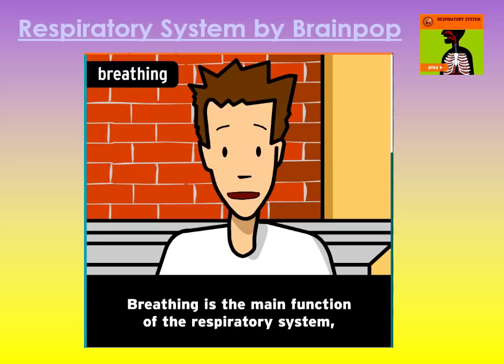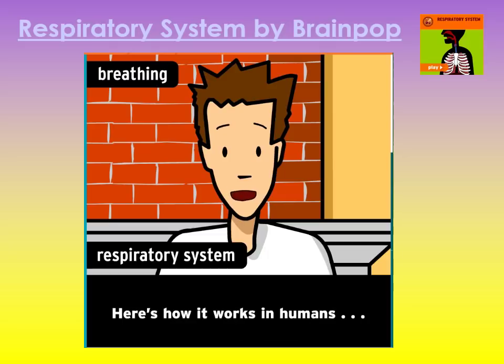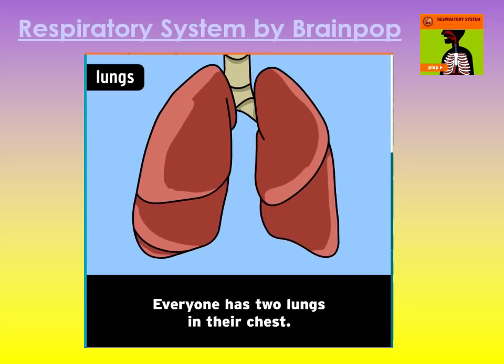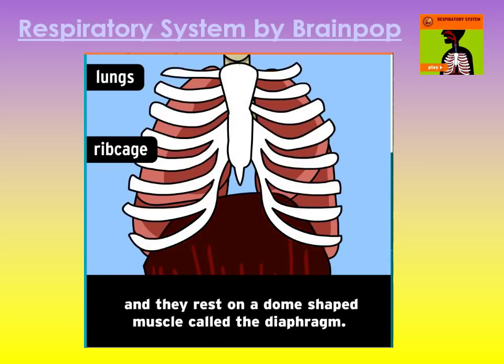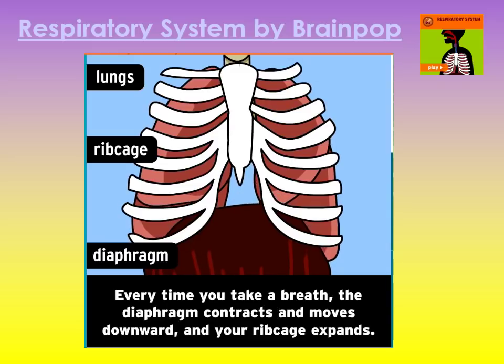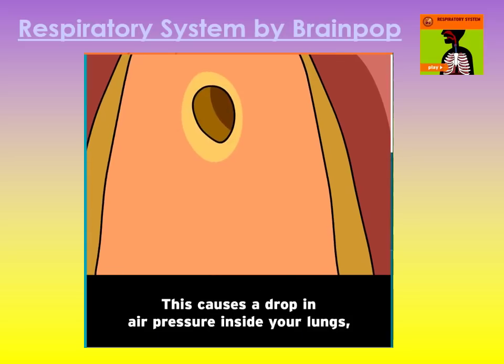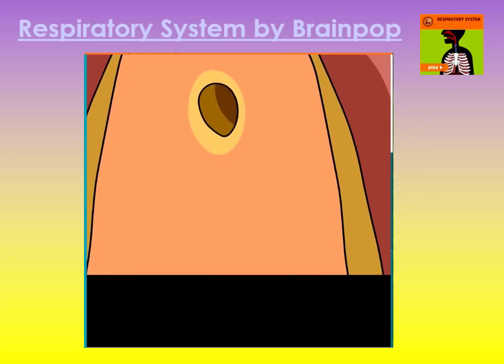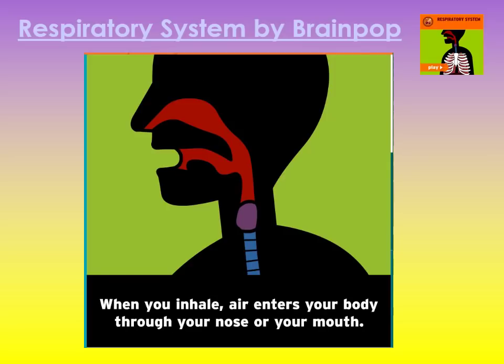Breathing is the main function of the respiratory system, which, in complex animals, is responsible for carrying air to the lungs. Here's how it works in humans. Everyone has 2 lungs in their chest. Your lungs are surrounded by your rib cage, and they rest on a dome-shaped muscle called the diaphragm. Every time you take a breath, the diaphragm contracts and moves downward, and your rib cage expands. This causes a drop in air pressure inside your lungs, which the higher pressure air from outside rushes in to equalize. When you inhale, air enters your body through your nose or your mouth.